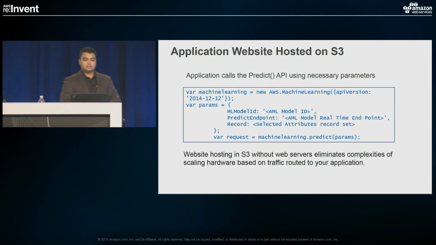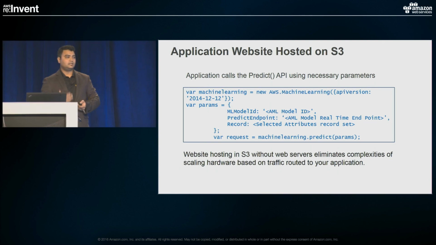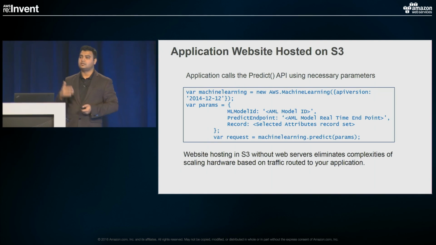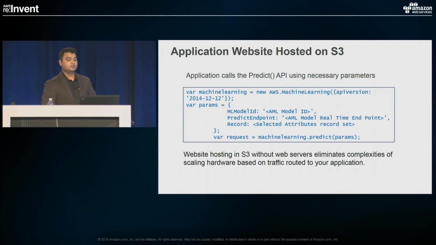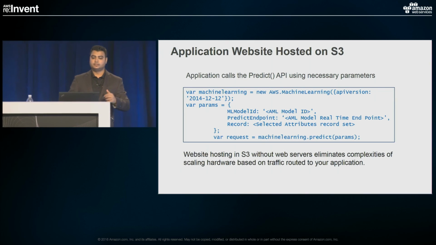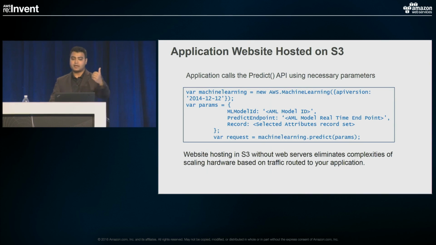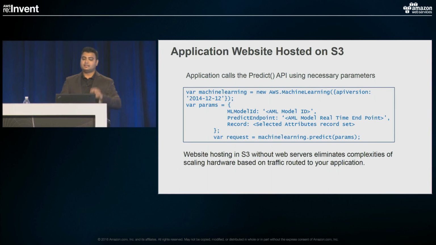So the way to do this is basically create a website, which I did, host it on S3, because S3 allows you to host the website without any servers. It scales automatically. It's really easy to host. And then make this machine learning API call with all the parameters. So you see the machine learning model ID, the predict endpoint, the records, and then this can be embedded in your code that runs in the browser, and it basically calls that API in real time.